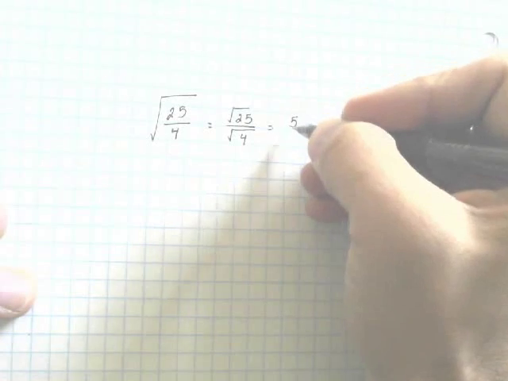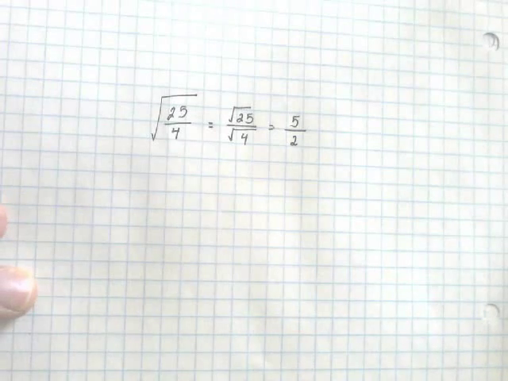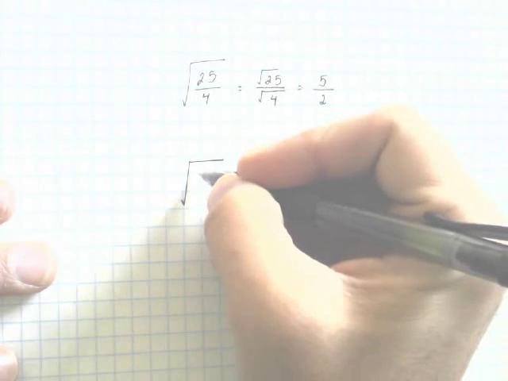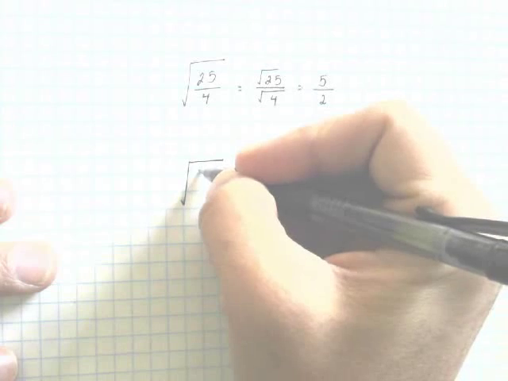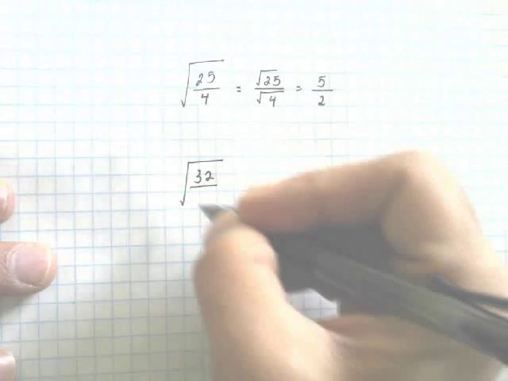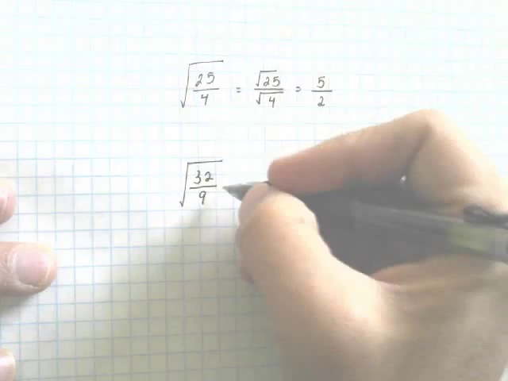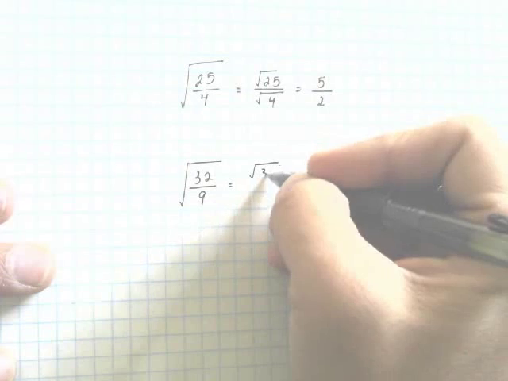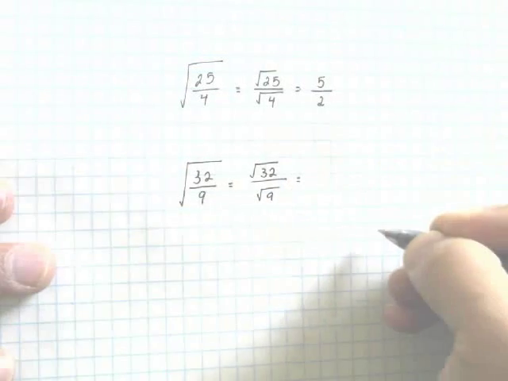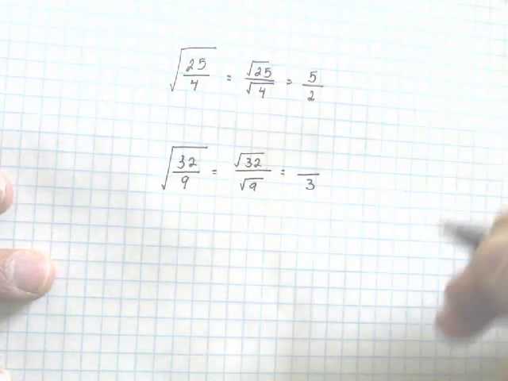So the square root of 25 is 5, and the square root of 4 is 2. And that's pretty easy. Okay? And I could do something along those lines. For example, square root of 32 divided by the square root of 9. So that would change into the square root of 32 over the square root of 9. I know right away that that would be a 3 in the denominator.